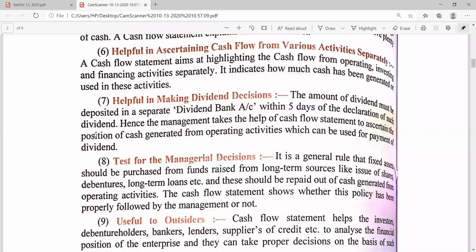Moreover, it also tests the managerial decision. It is a general rule that the fixed asset should be purchased from the funds raised from long-term sources like the issue of shares, debentures, and loans, and these should be repaid out of the cash generated from the operating activity. The cash flow statement shows whether this policy has been properly followed by the management or not.